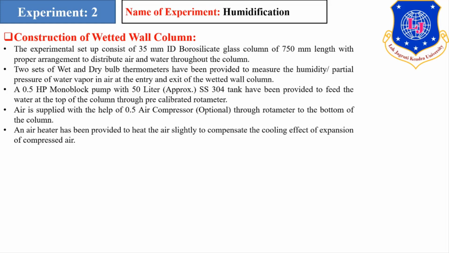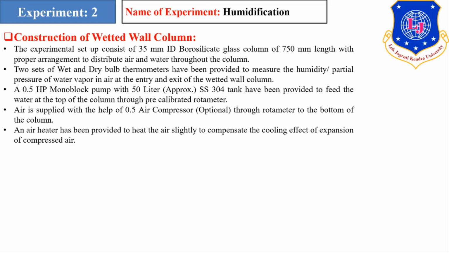Here the air is supplied with the help of a 0.5 HP air compressor, which is optional, through the rotameter to the bottom of the column. We will be supplying the air through the air compressor, and the flow will pass through the rotameter so that we can adjust the flow of the air, and the air will be provided at the bottom of the column. An air heater has been provided to heat the air slightly to compensate for the cooling effect of the expansion of the compressed air.